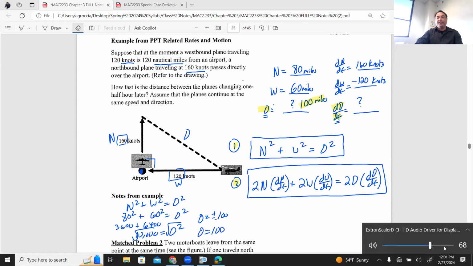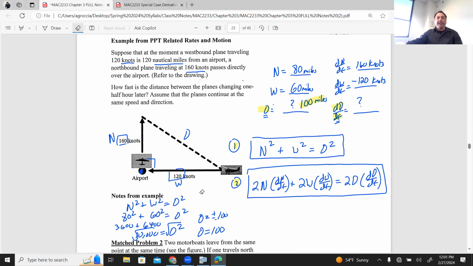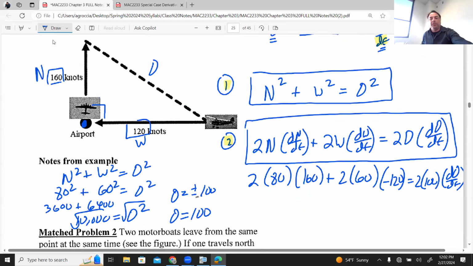So now for the next one, we can use the second equation. I'm going to plug in everything that I know and solve for what I don't know. So n is 80, dn over dt is 160, plus 2 times w, which is 60, dw over dt is negative 120. Now, that negative can really cause us trouble, but I'll make sure that you know it's negative. Times 2, I know d is now 100, dd over dt. It's a little cramped in there, so I'll make it a little bit larger.